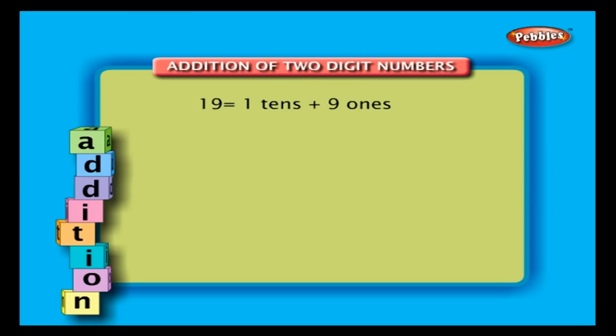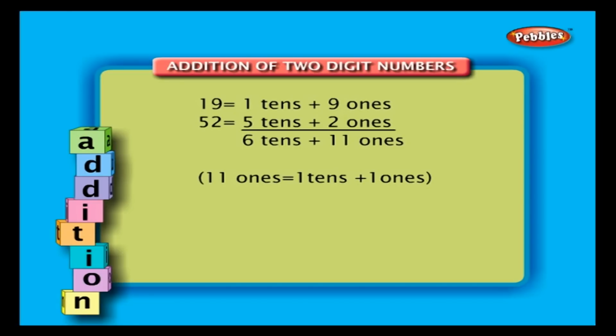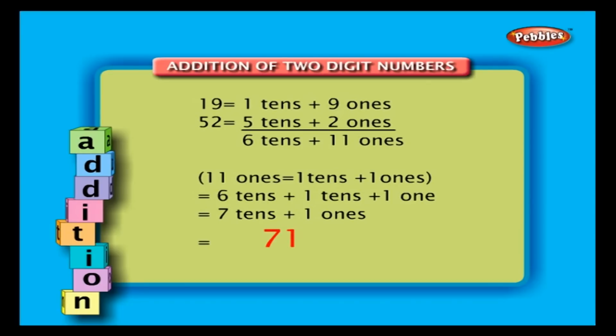Method 2. 19 is equal to 1 tens plus 9 ones. 52 is equal to 5 tens plus 2 ones. Totally, we have 6 tens and 11 ones. 11 ones can further be split into 1 tens and 1 ones. Add this 1 tens to 6 tens. We get 7 tens and the remaining ones is 1. So, we get 7 tens and 1 ones, which is equal to 71.